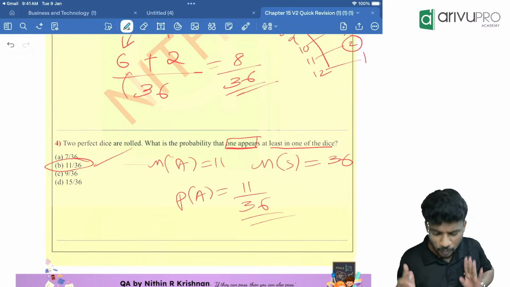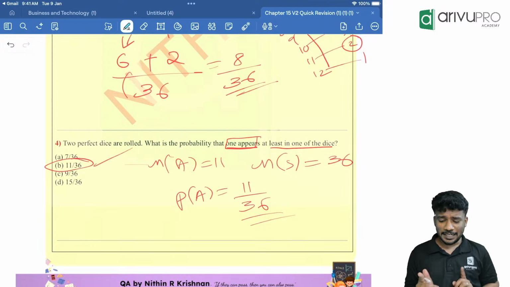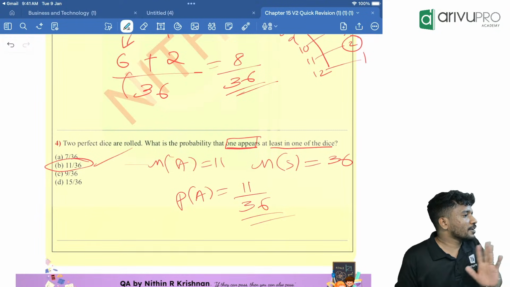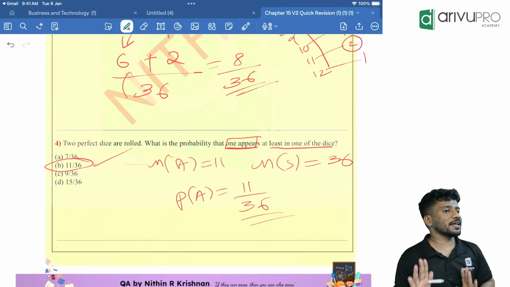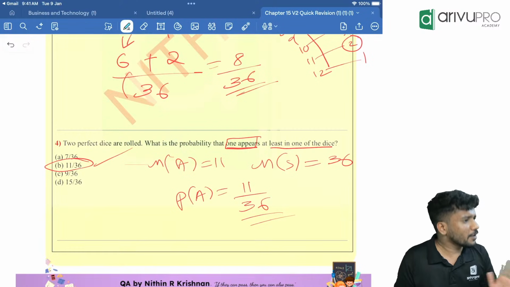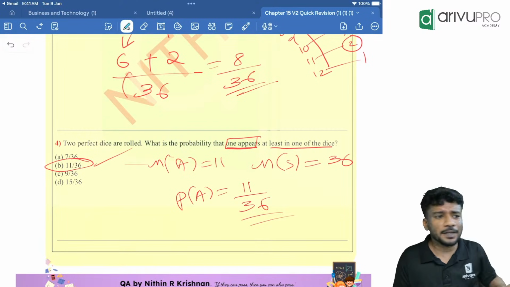Yes. Now my next question. What if the question was like this? At least 6 appears in any of the die. Same answer, 11 by 36. At least 2 appears in any of the die, 11 by 36. At least 5 appears in any of the die, 11 by 36.